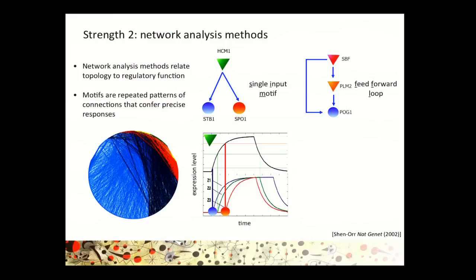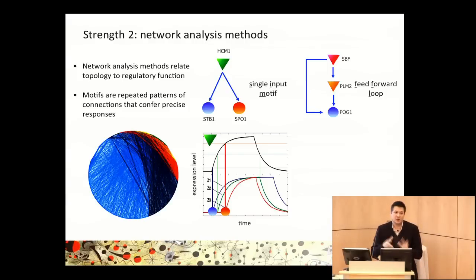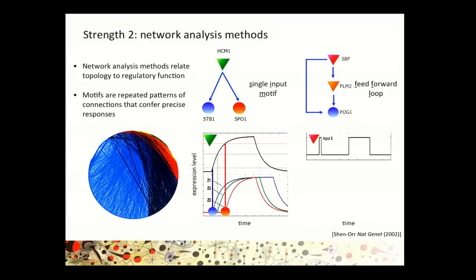Another motif is the feed-forward loop. Here we have SBF, a transcription factor regulating PLM2, an intermediate, which regulates a final target in blue. But what we also see is that the primary transcription factor also directly regulates the final target. And here we have many different types of responses, one of which is that if the transcription factor has a transient upregulation and then a prolonged expression, the intermediate transcription factor will effectively filter out this transient input and only respond to the prolonged ones.